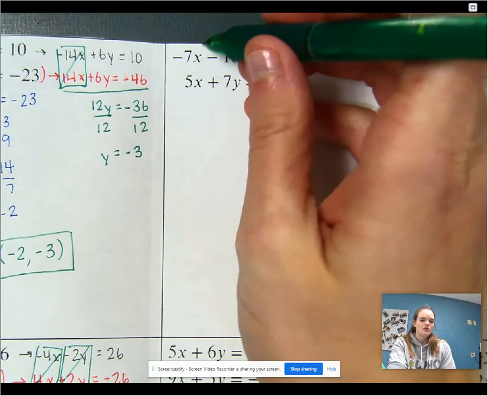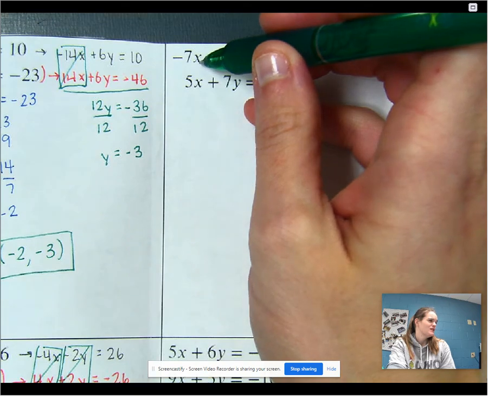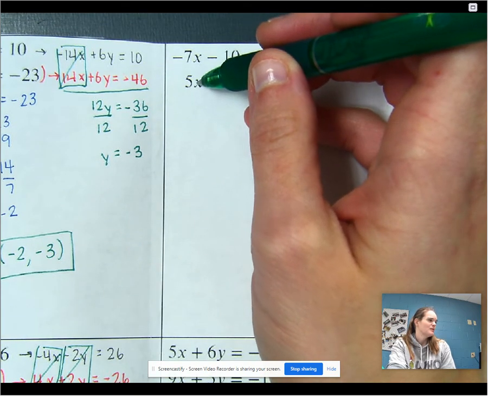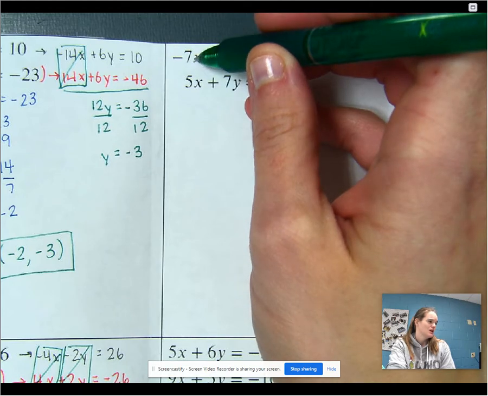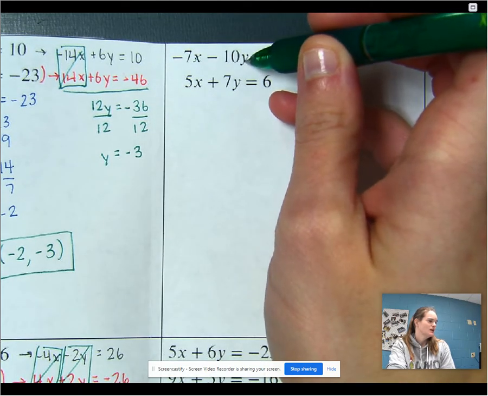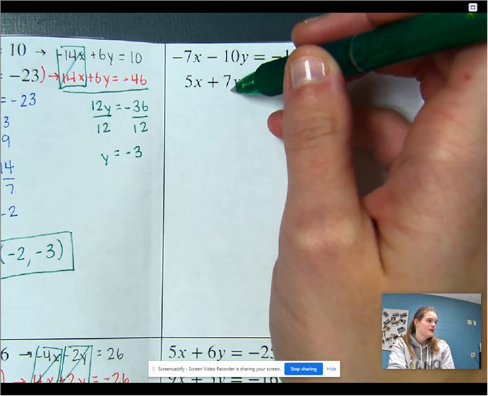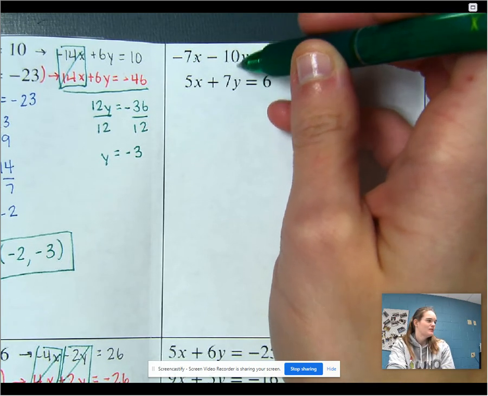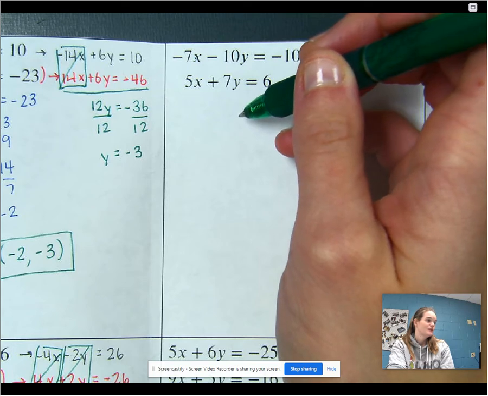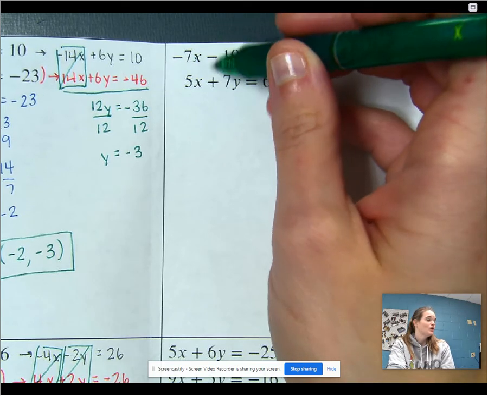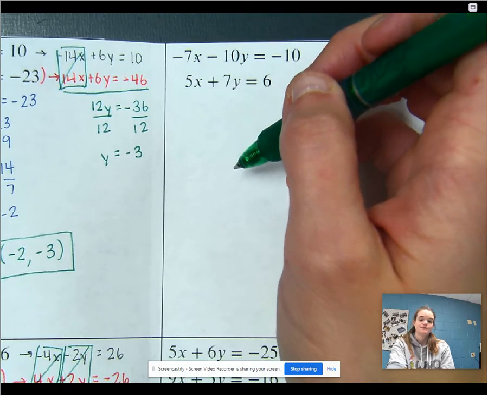Is it possible to multiply something by 7 to get 5? No. Is it possible to multiply something by 5 to get 7? No. 10. Is it possible to multiply 10 by something to get 7? No. Is it possible to multiply 7 by something to get 10? No. If this happens, we have to multiply both equations by something.